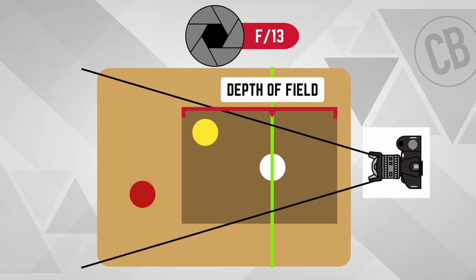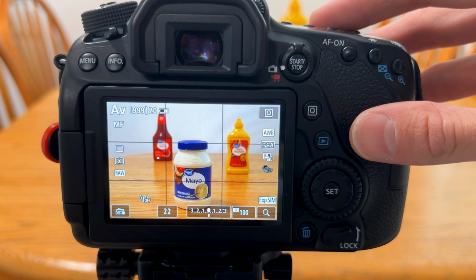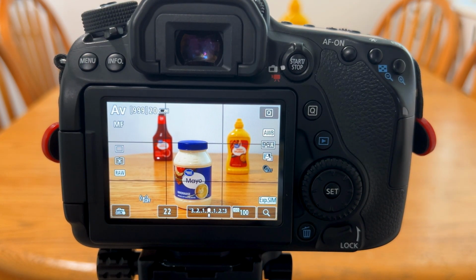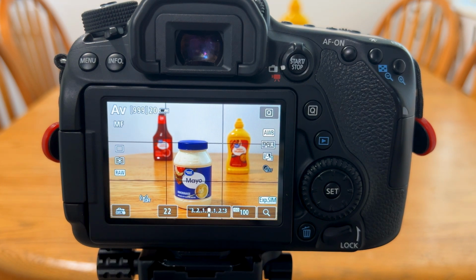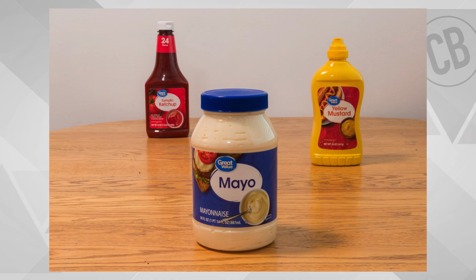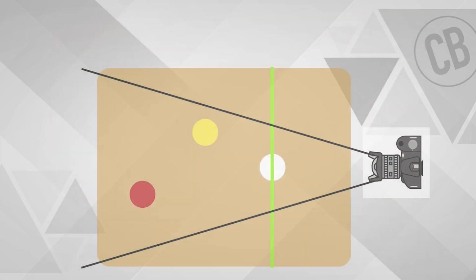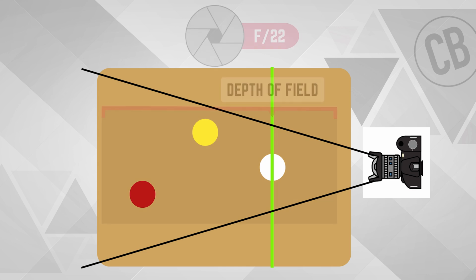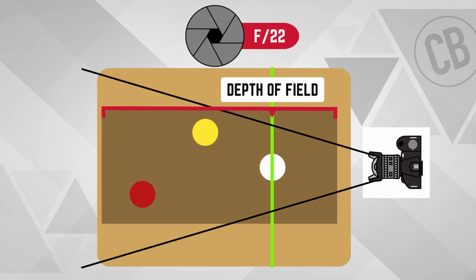Now I'm going to use a very narrow aperture, f22, to get the ketchup in focus as well. And this will give us an even wider depth of field. Let's take that picture. Now we can see that in this picture, the mayo, the mustard, and all the way back to the ketchup is in focus as well. Our narrow aperture of f22 has allowed us to have a wider depth of field, including all three of the objects.